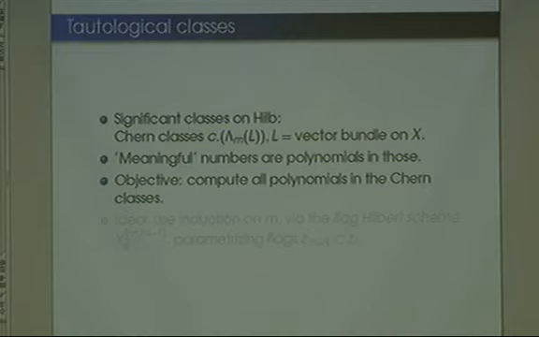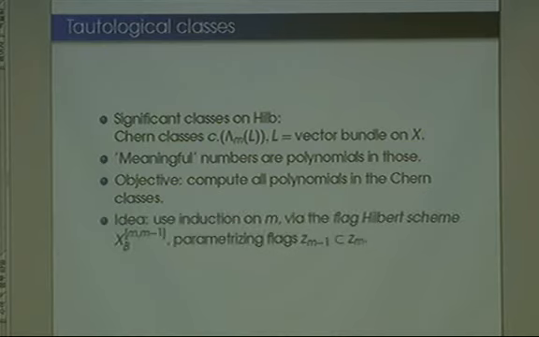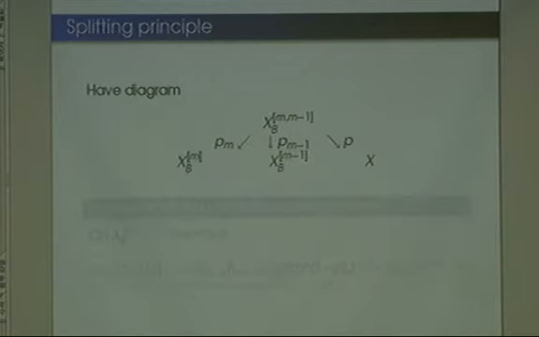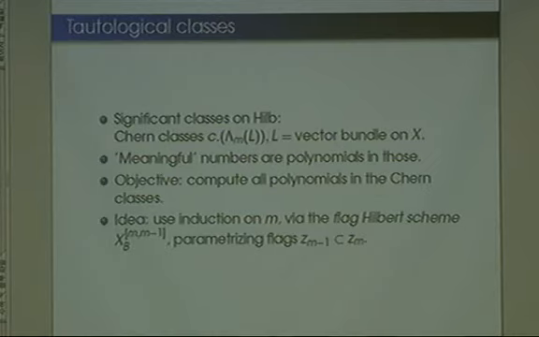So the idea as to how to go about it is a very standard idea in intersection theory: to try to use induction on m, on the degree of the Hilbert scheme in question. And that kind of induction typically, again, I think it's a standard idea, you want to use the flag Hilbert scheme that parameterizes pairs of two subschemes, one of length m-1 and one of length m. So this is what we call the flag Hilbert scheme, X^[m,m-1].